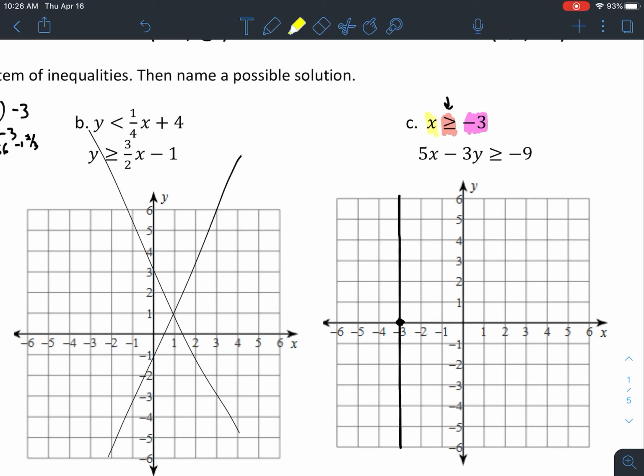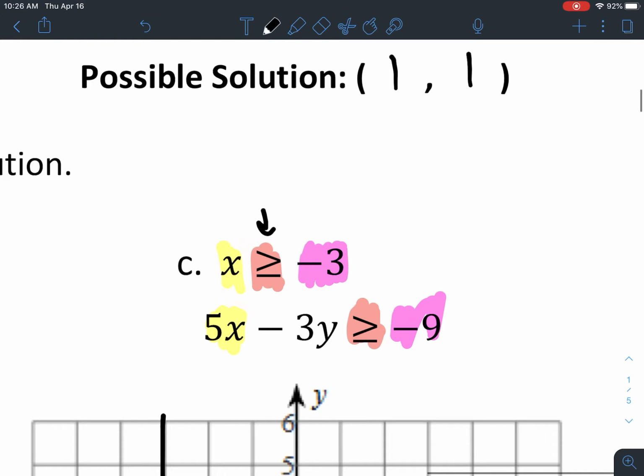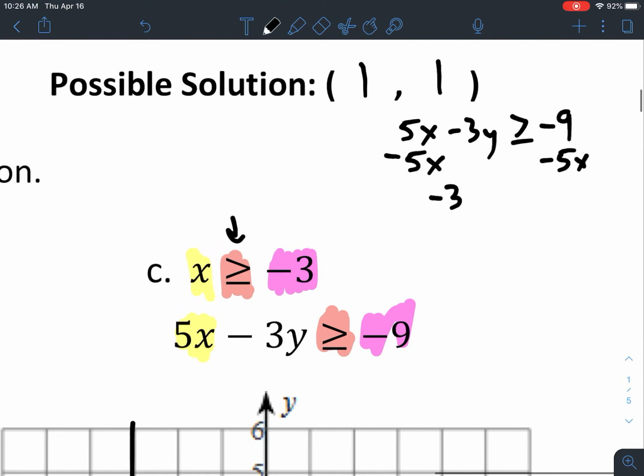Now if we look at here, we have things a little different. We have to do like we did in the last one and get y by itself. So we have to subtract. So I'm going to pull up here: 5x minus 3y is greater than or equal to negative 9. We have to do minus 5x on each side, which leaves us negative 3y is greater than or equal to negative 5x minus 9.